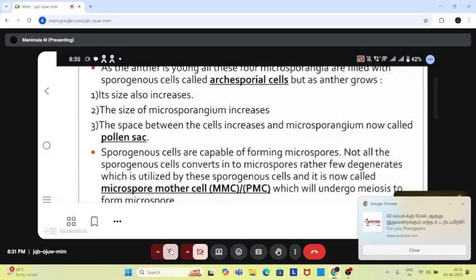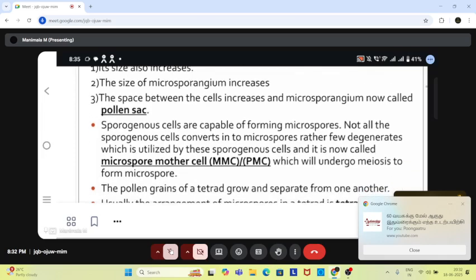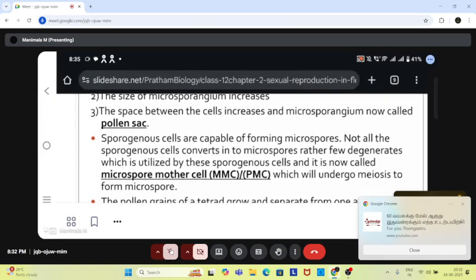So they undergo meiosis and give rise to four haploid microspores or pollen grains. Is it clear? So the microsporogenous cells divide meiotically. Meiotic division produces four haploid microspores.